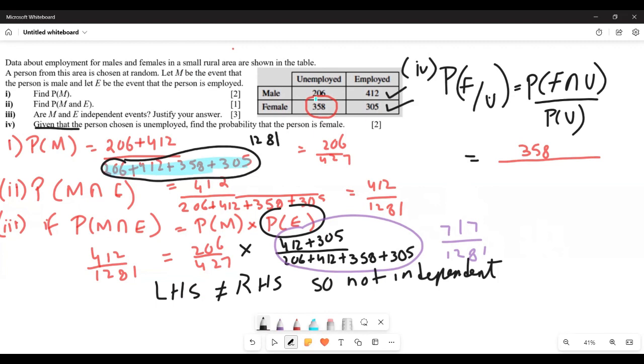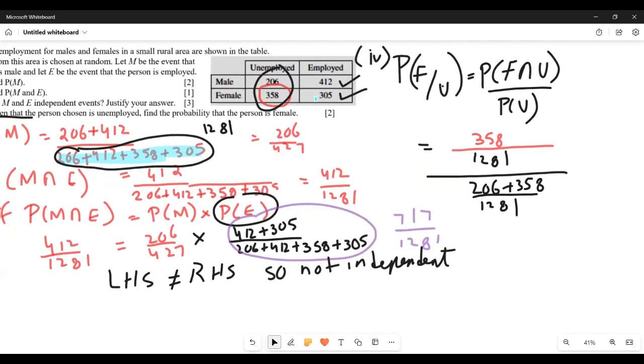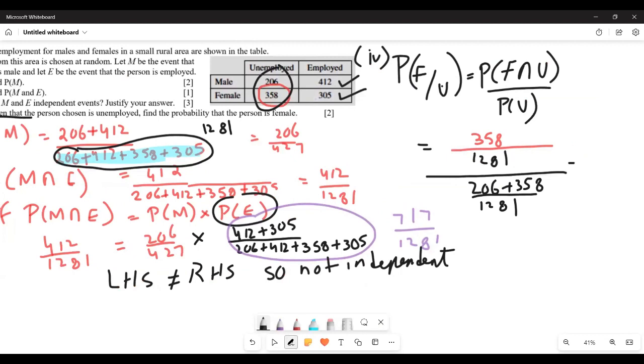Now, upon the probability of being unemployed. So this many are unemployed. So that is 206 plus 358 upon the same denominator, total value 1281. So the result will be 179 over 282.